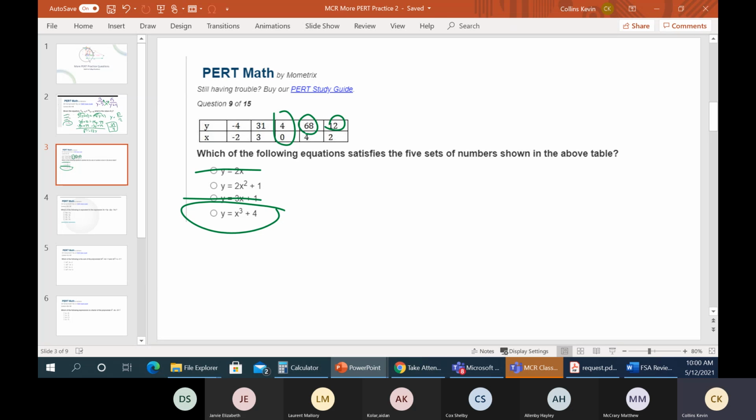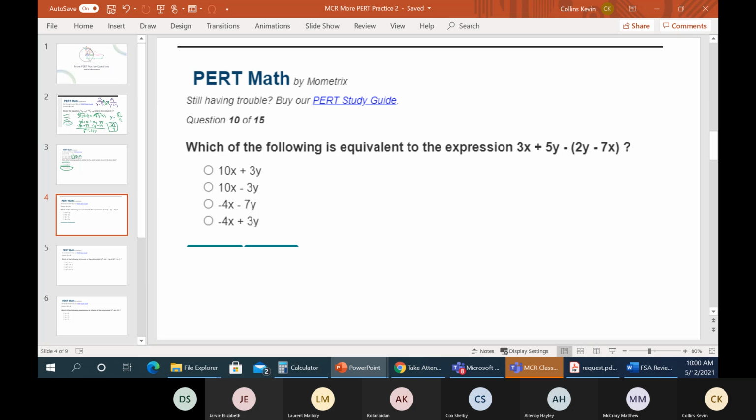Let's go ahead and try another one. Okay, so I think this one's just combining like terms. That's pretty easy. So the only thing I'd have to say about this is be careful with this minus sign right here.